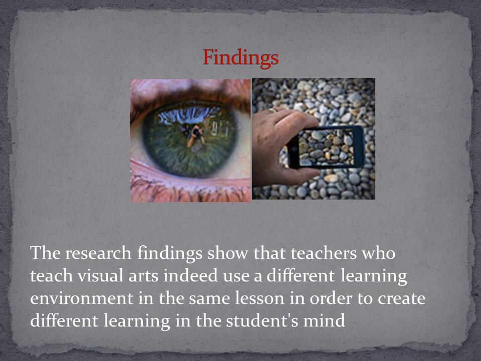The research findings show that teachers who teach visual arts indeed use a different learning environment in the same lesson in order to create different learning in the student's mind. The research findings show that even though some artists which participated in the research used the mental model teacher-student-teacher, a different mental model about learning and about the understanding of artist-teacher visual arts of the learner's mind was found.